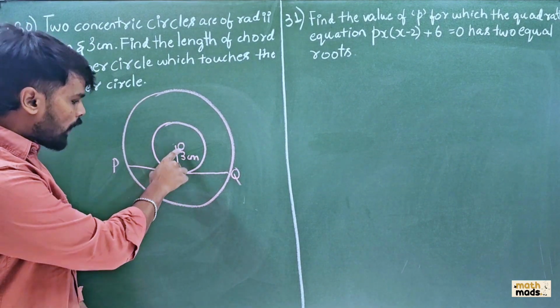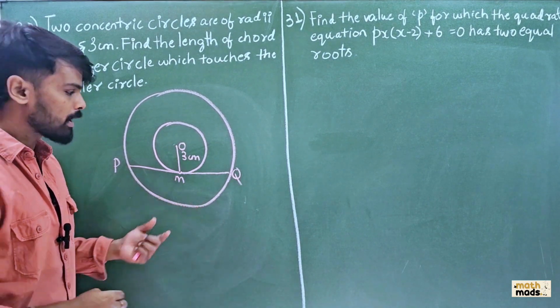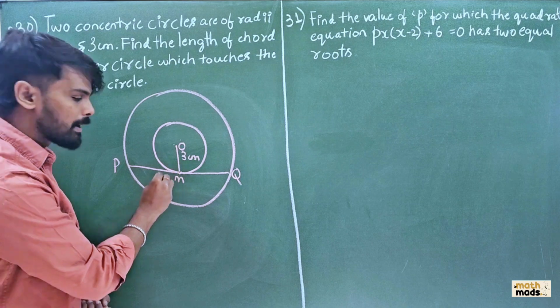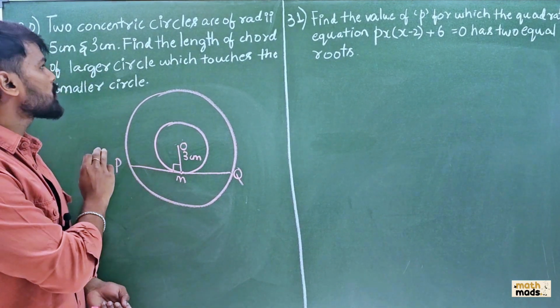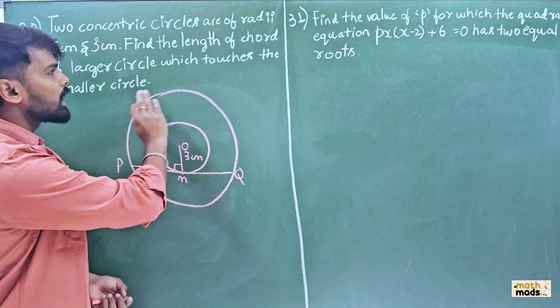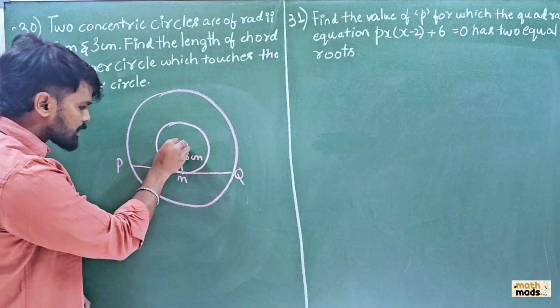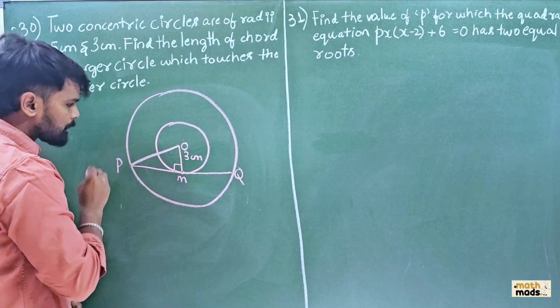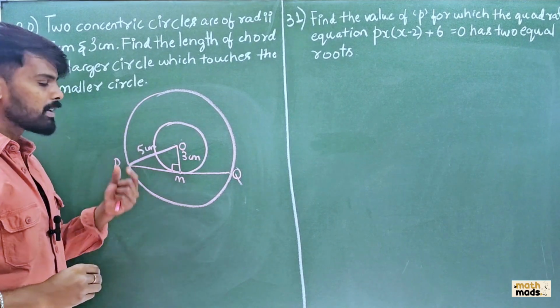If I draw a line to the tangent, what will happen? You know a theorem related to that. OM will become perpendicular. So I'll just mark perpendicular here. Also, what else information do I know? I know that the radius of the larger circle is 5 centimeter. So with the help of this, I'll join OP. I will get this as the radius of the larger circle, which is given as 5 centimeter.